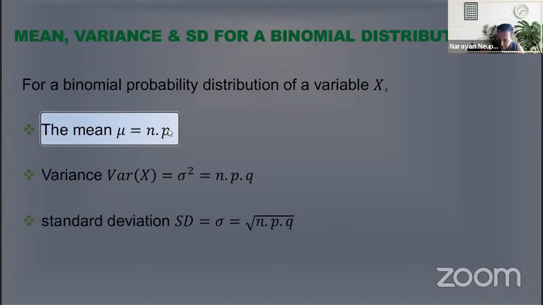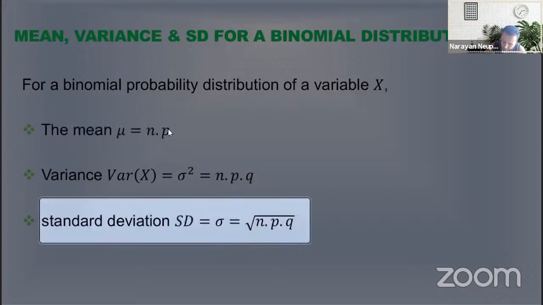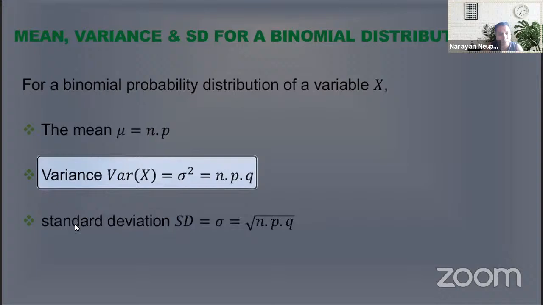Please highlight that. Similarly, if you want to find the standard deviation, it has the square root. The standard deviation is the square root of n times p times q. Quite easy. And then the variance will be the square of that. When you square that, it will be just n times p times q. So the variance will be n times p times q.